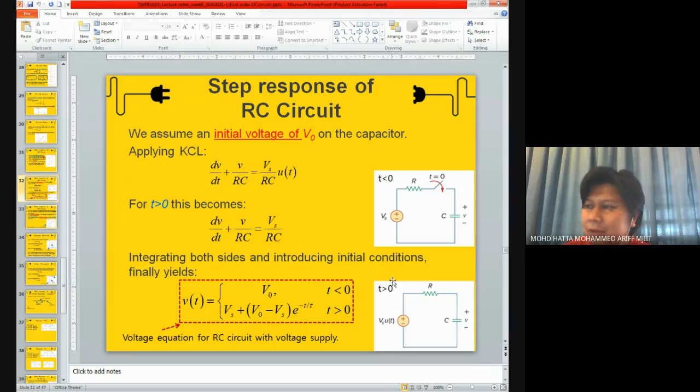One more thing: look at these two circuit arrangements. In the first one, I also mentioned that these two elements, the voltage source and the switch, can be replaced as a step function. So in this diagram, you see that Vs is multiplied by u of t. Remember that u of t is given by here.